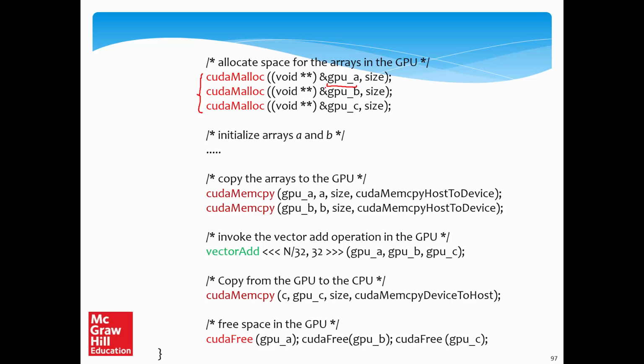So what we do is that we send a pointer to these arrays to the cudaMalloc function, and of course they need to have the type void star star, meaning a pointer to a pointer of objects of type void. So void star means a pointer to anything. So it needs to be typecast in this fashion to actually be sent to this function. And size is the size of the arrays.